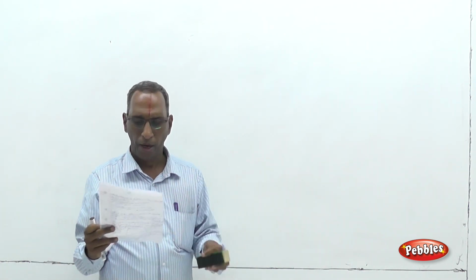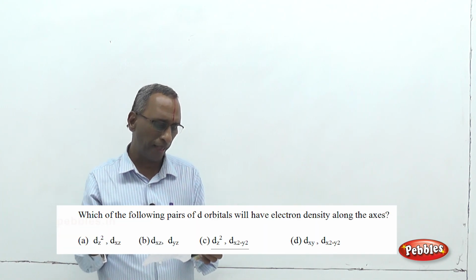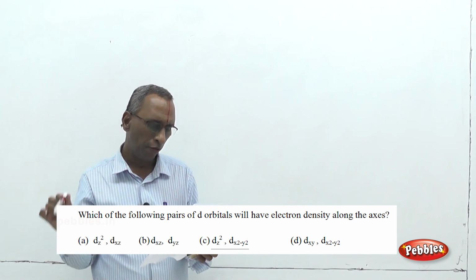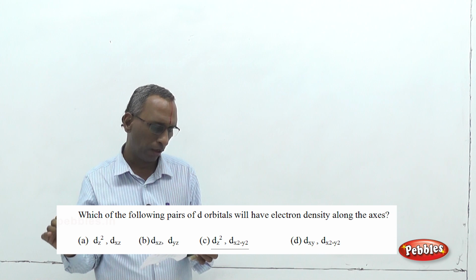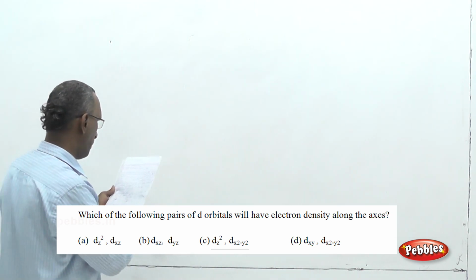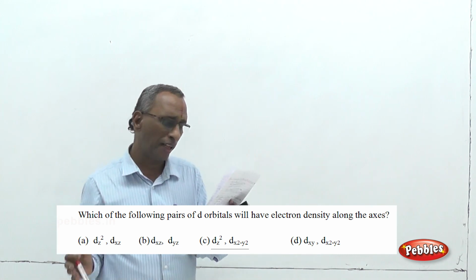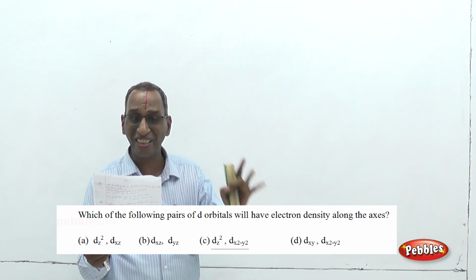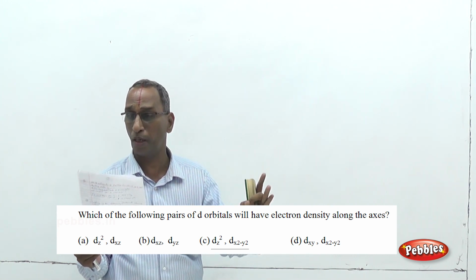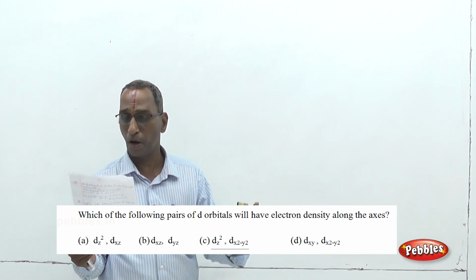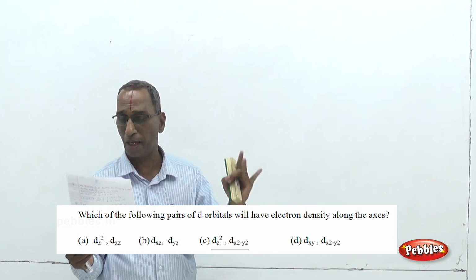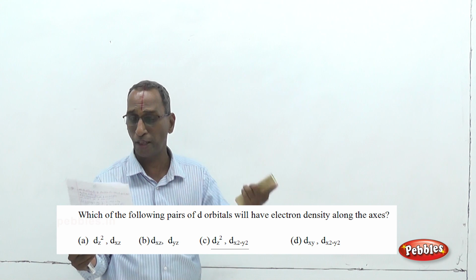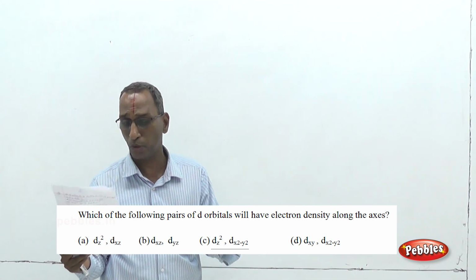Now the next question, the last question, reads: which of the following pairs of d orbitals will have electron density. The previous 3 questions, that is, 2 electrons occupying the same orbital being distinguished by spin quantum number and the number of electrons that can fit into the orbital with n equal to 3 and l equal to 1, were previous years' NEET exam questions, phase 1 and phase 2. This also is a NEET exam question, phase 2.